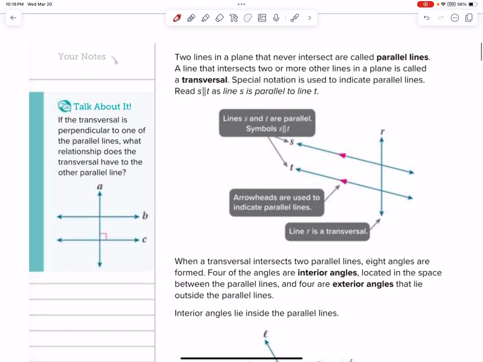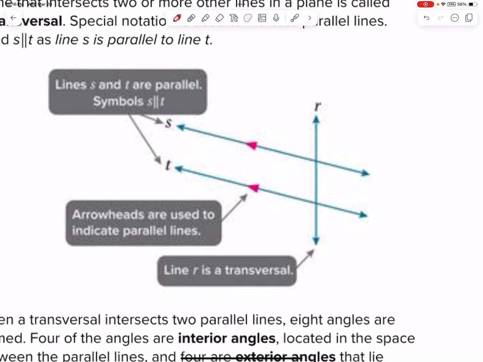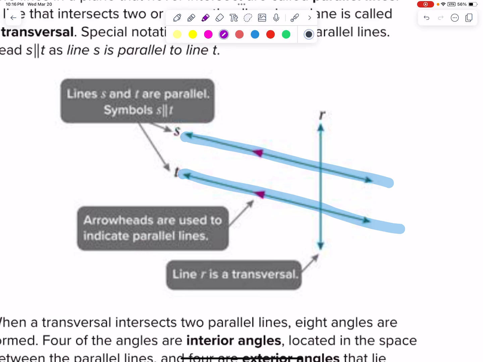Okay, let's move on to this. This is called parallel lines, and when we have a line that is intersecting those two, that is called a transversal. So here's what I want you to notice. Here's my parallel lines, and then my transversal is this that goes through the parallel lines. So for these rules to be true, you have to have parallel lines and you have to have a line going through those parallel lines.